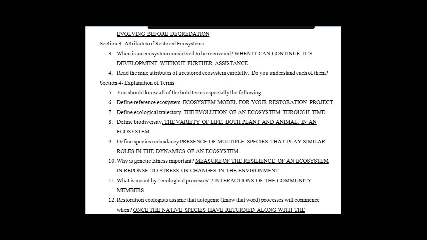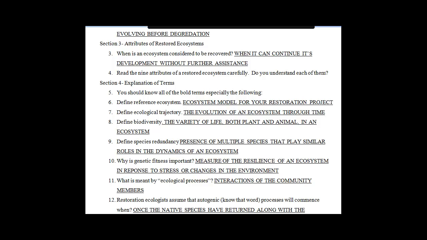The reference ecosystem is going to be very important, number 6 in section 4. The reference ecosystem is essentially the model that we're going to use for the various projects that we do. So when we look at our prairie, we will use a model which guides our restoration efforts.